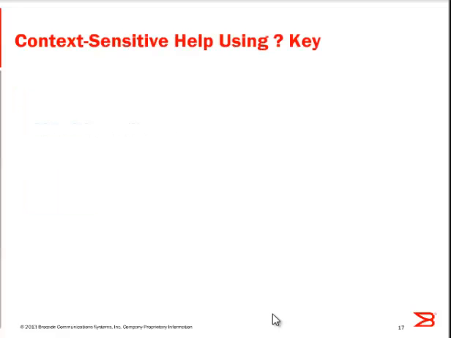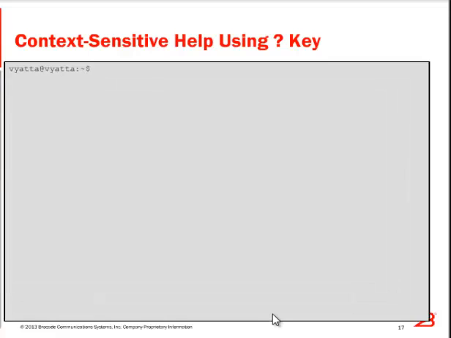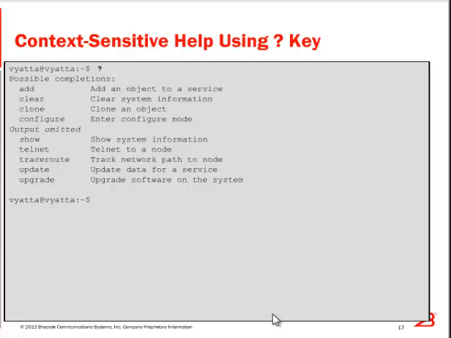Question mark help is one of the most useful commands for many users. Typing a question mark at any point in the command will display the possible options for completing the command. If we type a question mark at the prompt, the vRouter displays all the available commands. Question mark help is also context sensitive, which allows you to build up a command one word at a time.